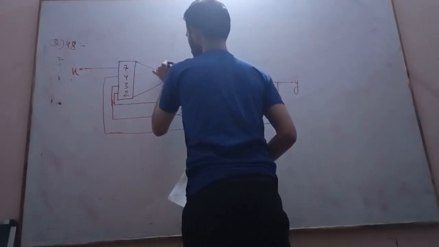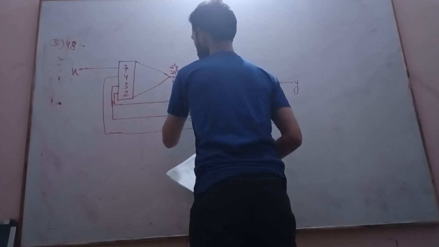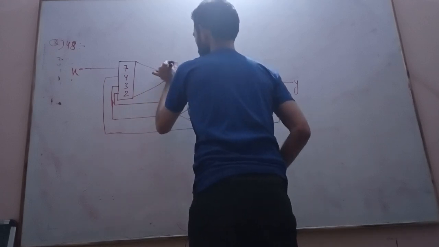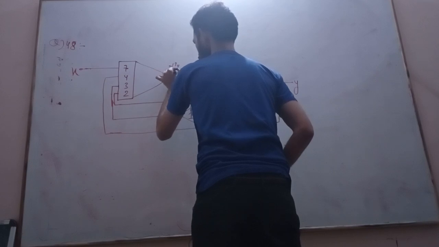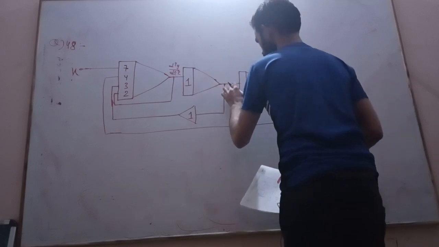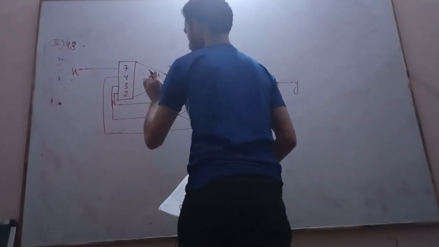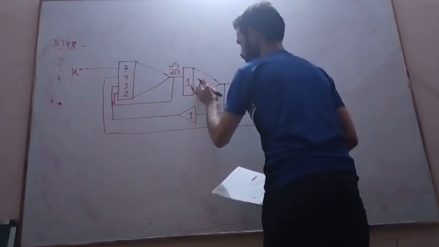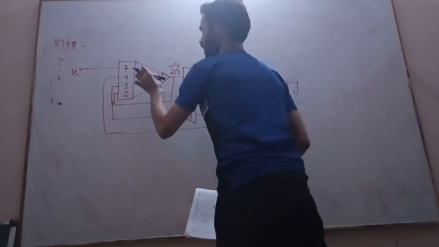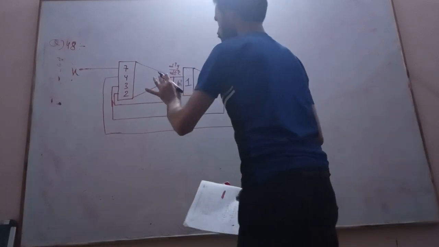And here this is my d square y upon dt square. Let us write this: this is d square y upon dt square. And here dy/dt, and this is y. Now see here, this is my integrator with inverter. This is just only inverter. So this is inverter, this is inverter, and this is my integrator with inverter.